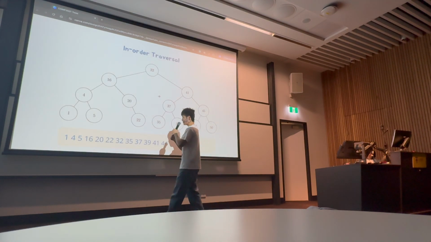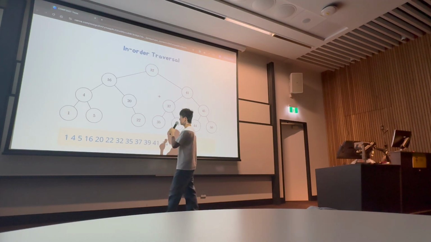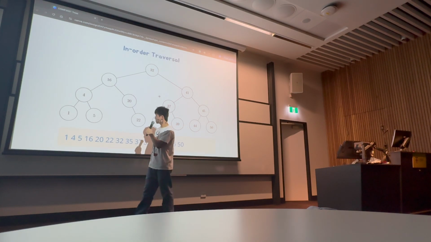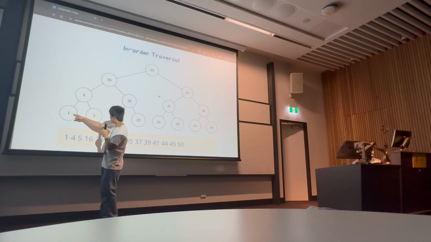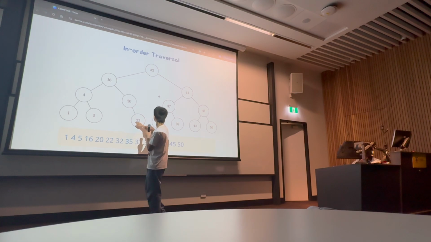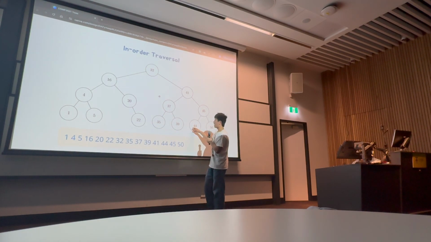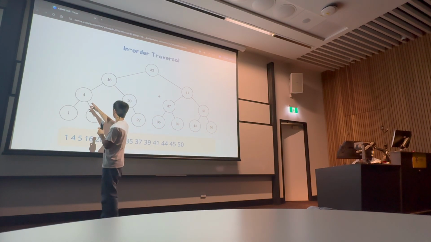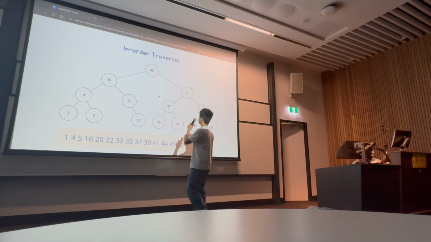You can think of in-order traversal as if you are exploring the tree from left to right. For example here, we start with 1, and then we go to 4, and then 5, and then 16, 20, 22, 32, 35, 37, 39, 41. As you can see, I'm simply exploring the tree from left to right, and that's an easy way to think about in-order traversal.